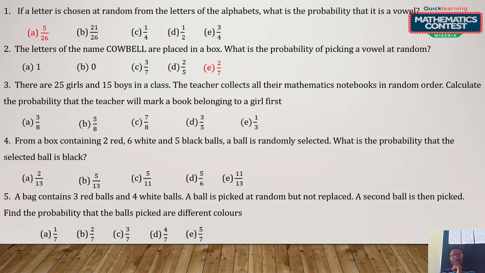Number 3. There are 25 girls and 15 boys in a class. The teacher collects all their mathematics notebooks in random order. Calculate the probability that the teacher will mark a book belonging to a girl first. You have 60 seconds to solve that. Start. I'm giving you enough time here because I actually want to get everything. Get ready to stop.